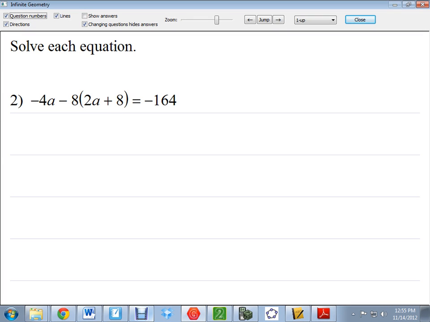Number 2 is different. Number 1 is exactly like the last one. Number 2 has distributive property, it has combining like terms, and it has solving equations. It's got it all in one. If I look at this, what is the first thing that I need to do for that equation?